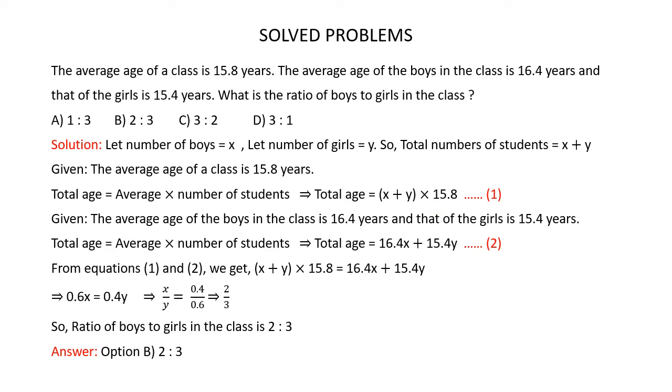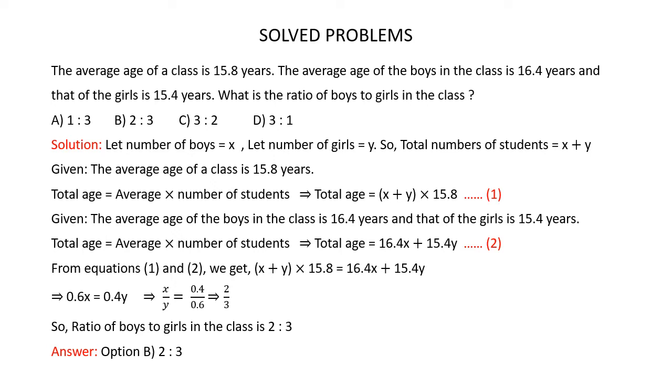Now it's given the average age of the boys in the class is 16.4 years and that of the girls is 15.4 years. Now we know that total age is equal to average multiplied by number of students. Now it's given the average of the boys is 16.4 years and the number of boys in the class is x. So total age of the boys is 16.4x.